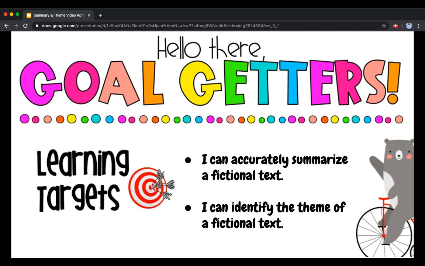At the end of this lesson, you should be able to tell yourself, I can accurately summarize a fictional text, and I can identify the theme of a fictional text.